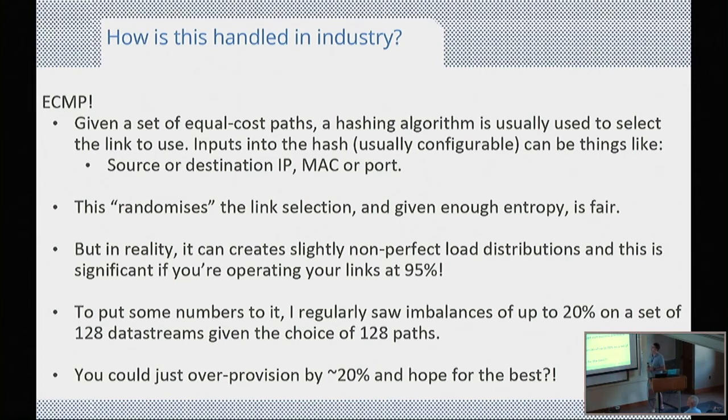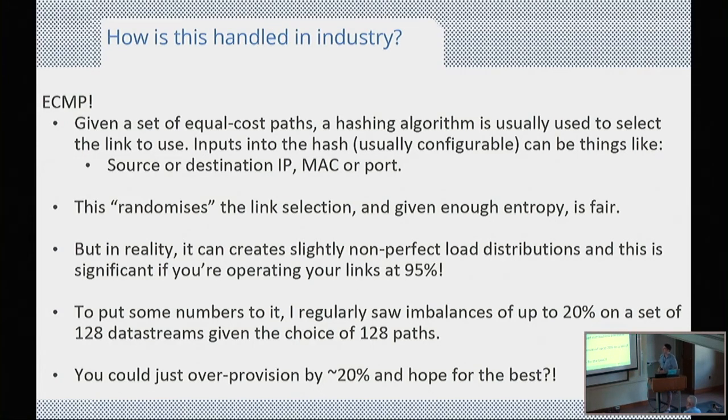How do they deal with this in industry? Equal cost multipath, that technology I spoke about on Monday. Given a set of equal cost paths, a hashing algorithm is usually used to select the link to use. Inputs into the hash, which are often configurable, are typically things like the source or destination IP, MAC address, or port. And then it will pick a single link for that. And you'll recall from Monday that you have to do this. You can't spread out packets necessarily because you can't guarantee that the links always behave the same way. This sort of randomizes the link selection. So if you give it enough entropy, if you have lots of different IPs and MAC addresses and everyone's talking to everyone, you kind of get pretty good load balancing.